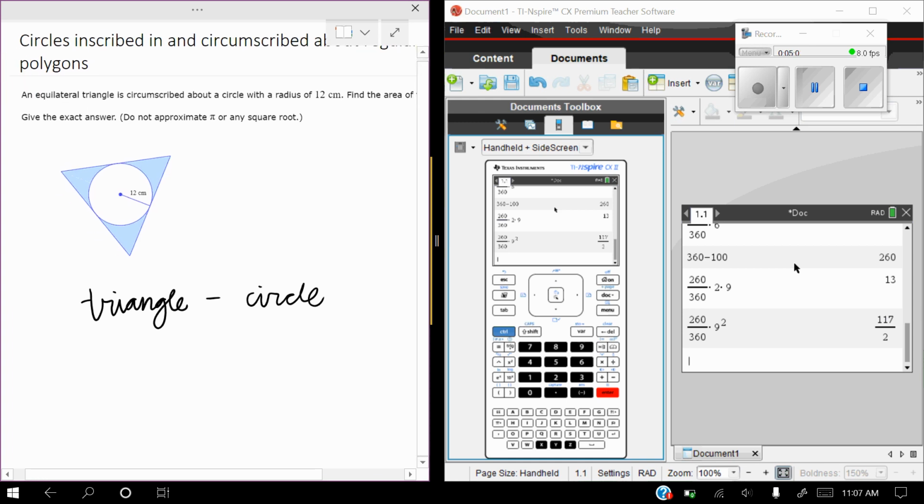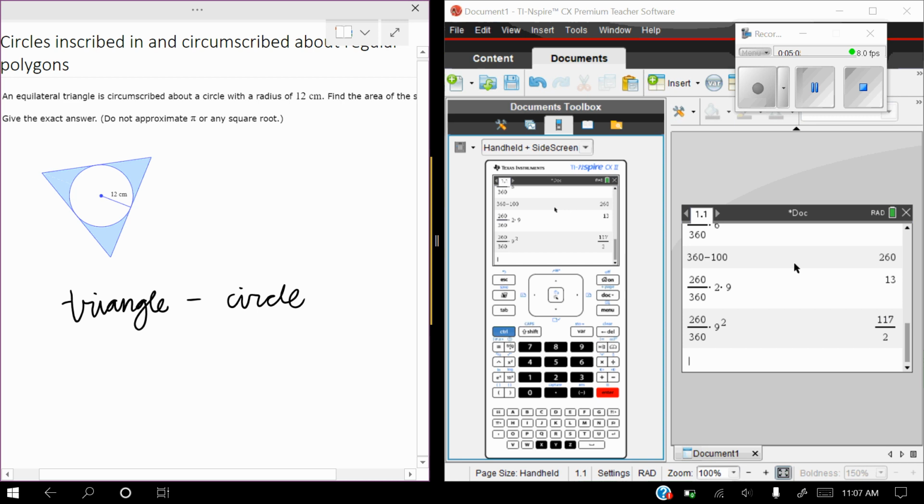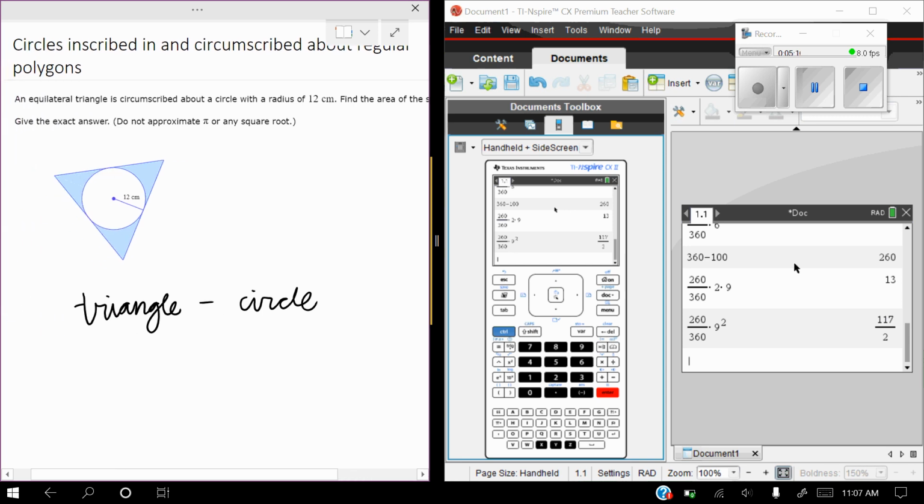Okay. So the equilateral triangle is circumscribed about a circle with a radius of 12 centimeters. Find the area of the shaded region shown. Give the exact answer. Do not approximate pi or any square root.